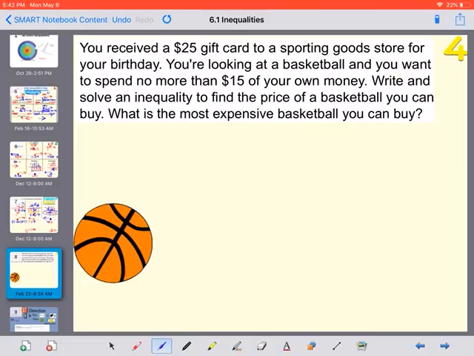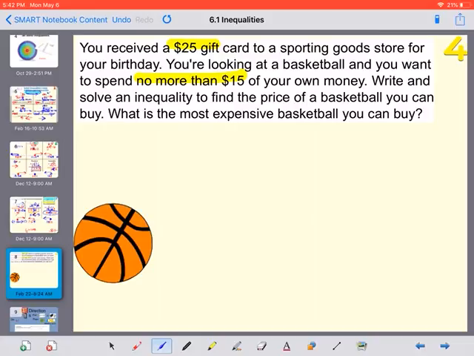Last problem. This is a word problem, so be careful. It says you received a $25 gift card to a sporting goods store for your birthday. You're looking at a basketball and you want to spend no more than $15 of your own money. Write and solve an inequality to find the price of a basketball you can buy. What is the most expensive basketball you can buy?